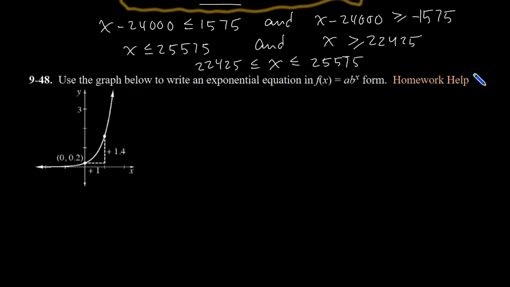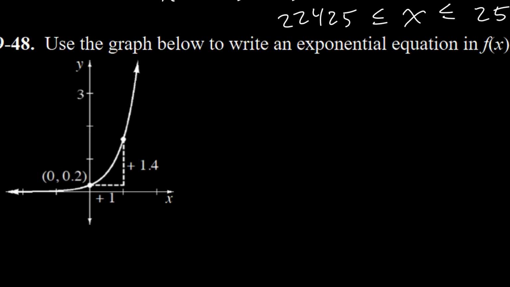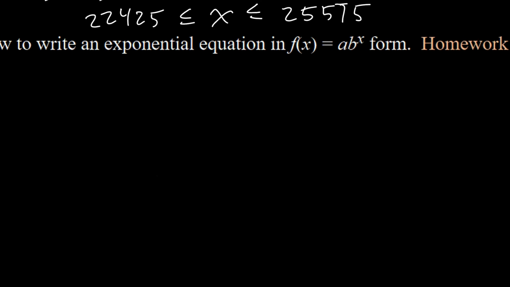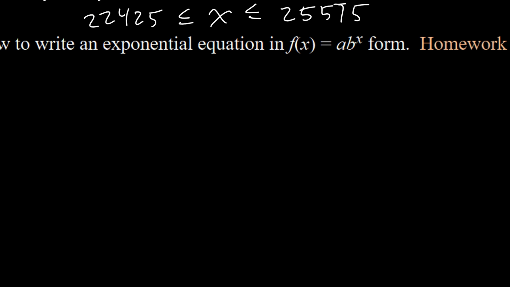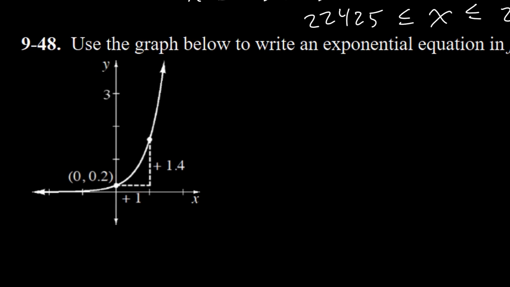Let's move on to 48. 48 says, use the graph below to write an exponential equation in the form f of x equals a times b to the x. Okay.